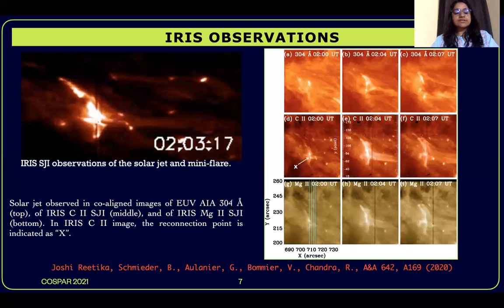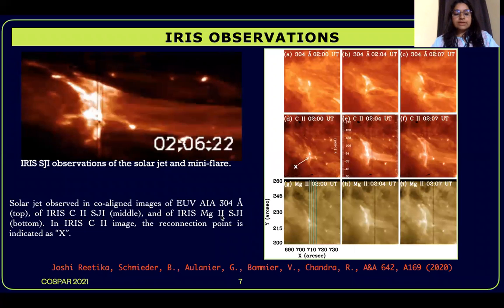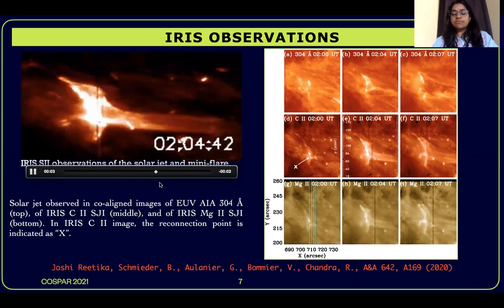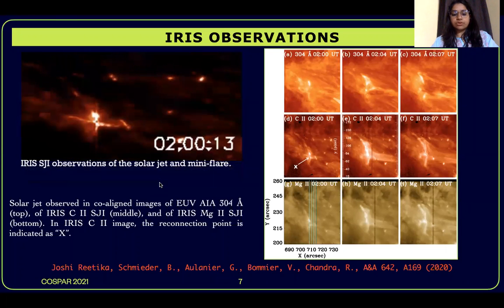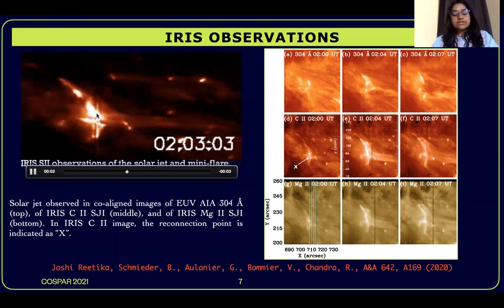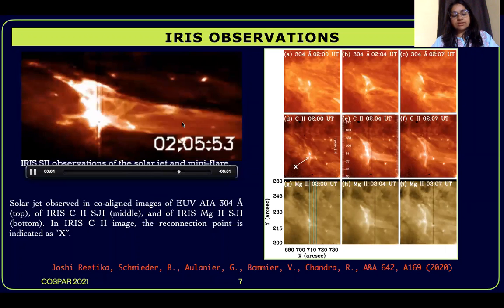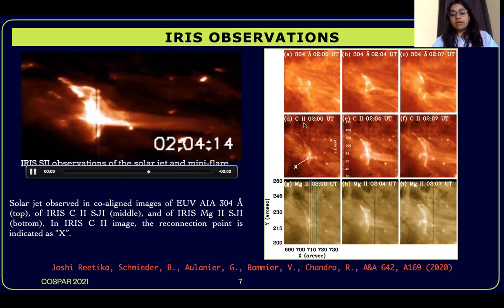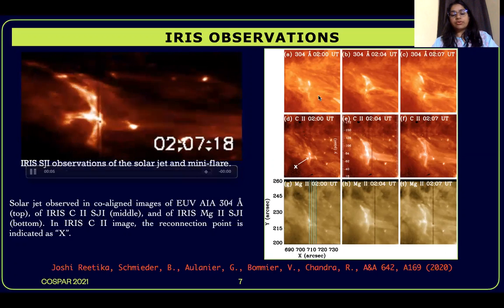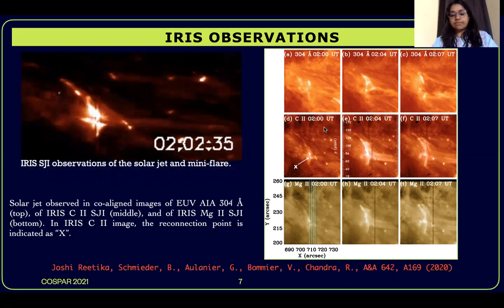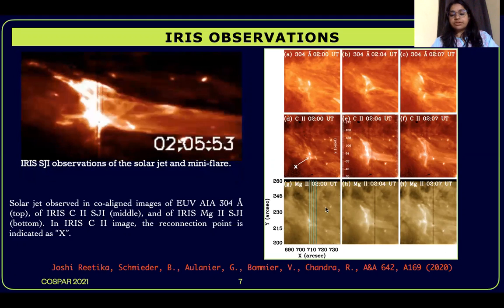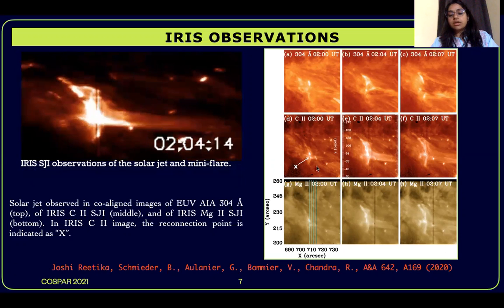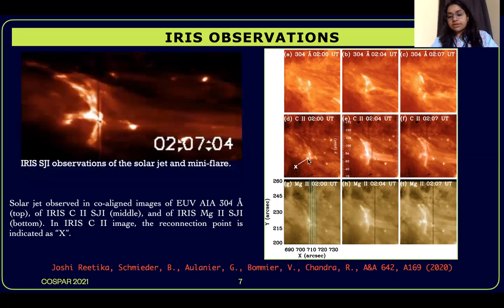This is the IRIS analysis of the jet. It is the IRIS carbon 2 slit-jaw image movie, which comes from a temperature of 30,000 Kelvin. This jet is seen to be associated with a rotating structure as well. Here are the AIA 304 angstrom observations, the carbon 2 observations, and magnesium 2, which comes from 5,000 to 20,000 Kelvin. The reconnection point, the X point, is shown here.